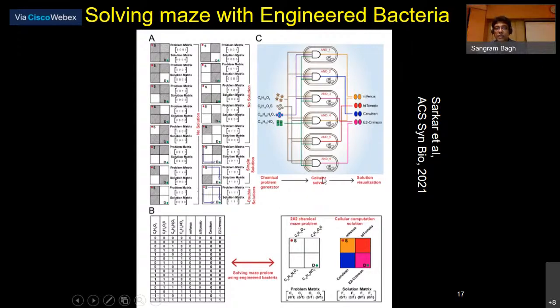To do that, we developed a circuit. Now, if we want to develop that circuit in a single cell, it would be very complex. It is almost impossible for us to develop that. So that's why we took the concept of distributed computing, and we distributed the whole task among 6 different cell types.